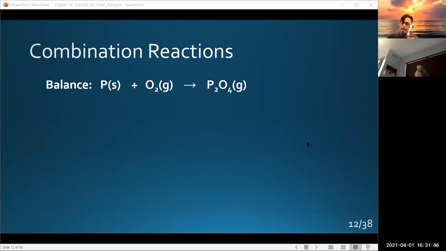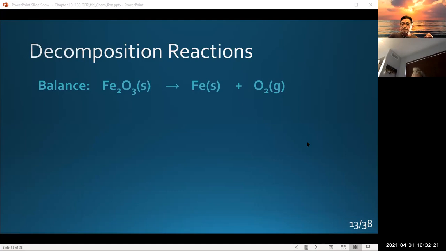Here you have an example of a combination reaction where you're taking phosphorus and oxygen, two elements, and you react them together and you form a compound, diphosphorus tetroxide, okay? It's a combination. You have two elements, you end up with one product. And don't forget, we're going to balance it out. So adding a 2 in the reactants balances out the equation, the reaction.